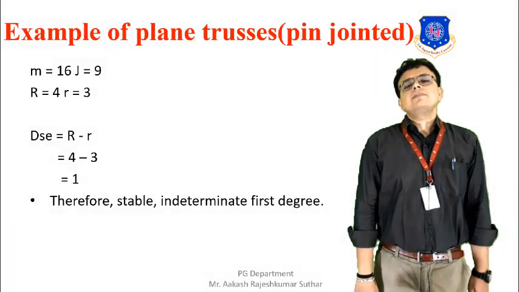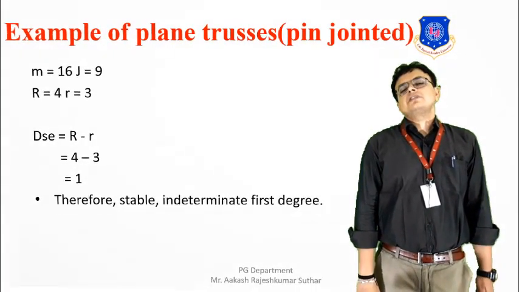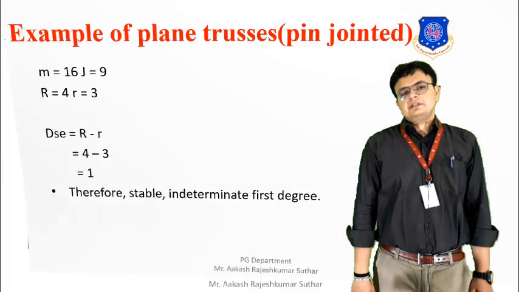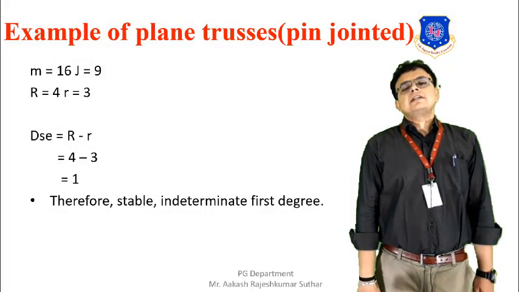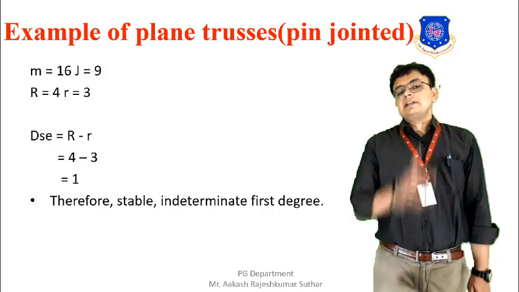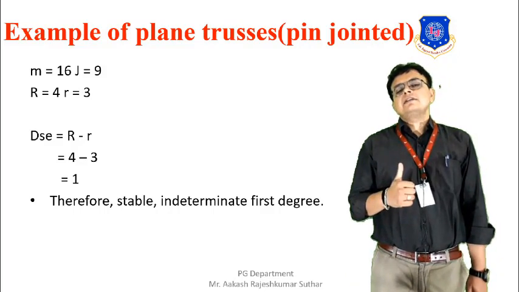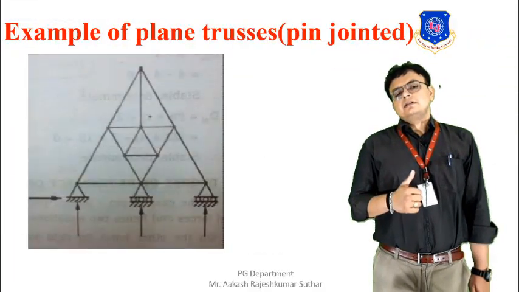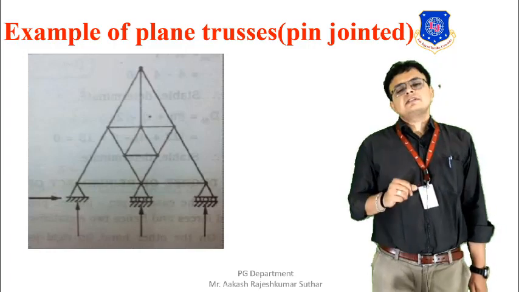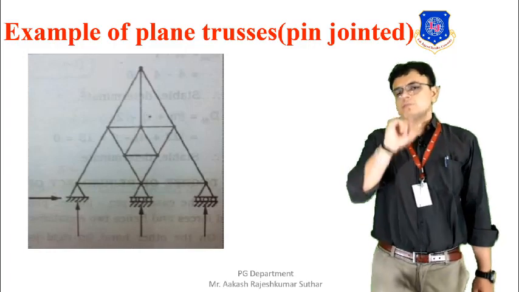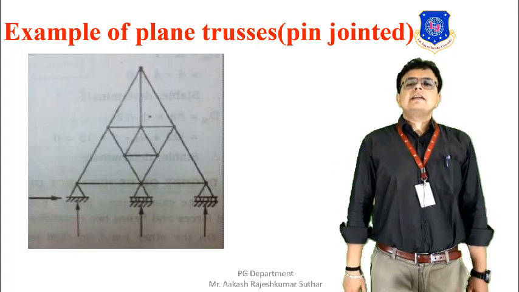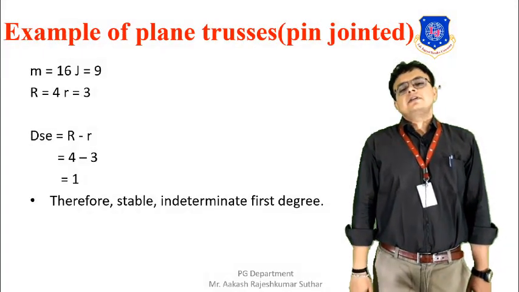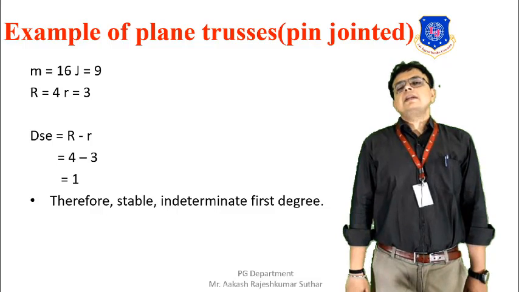Basically, the total number of members from the figure will be equal to 16. You can count from the figure. The number of joints here will be equal to 9. The reactions, capital R, that we are getting from the figure will be 4. The pin support gives 2 reactions, and both the rollers give 1 reaction each. So cumulatively we get the value of capital R equal to 4. And the conditions of equilibrium equations available are 3.